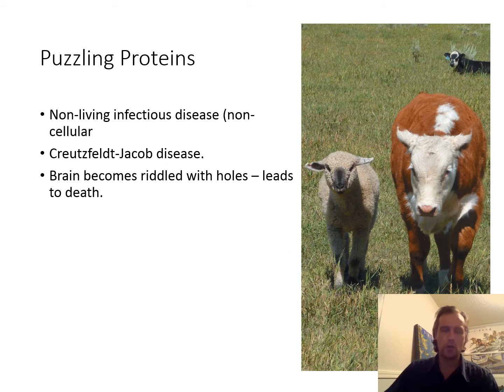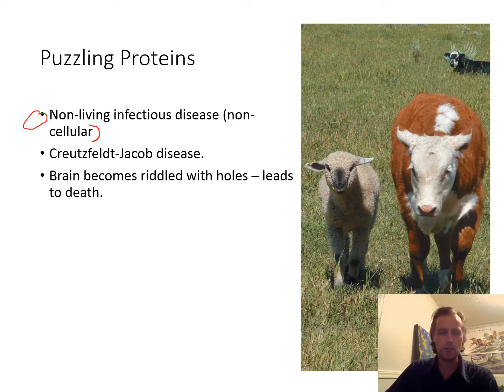The chapter starts off with a look at what is commonly known as mad cow disease. It's also called Creutzfeldt-Jakob disease, or we could pronounce it Jacob, I suppose. This was quite a surprise to scientists when they first discovered it, because it is a disease that is caused by a protein. So bullet 1 here, it's a non-living infectious disease, meaning it is non-cellular. It's not a bacteria.